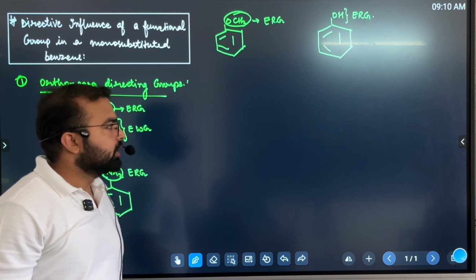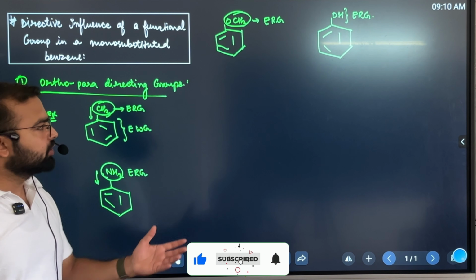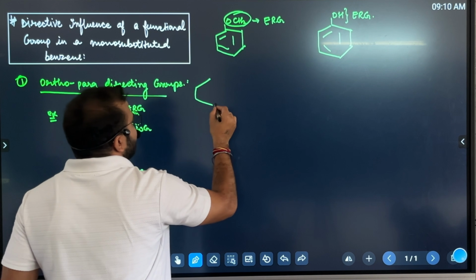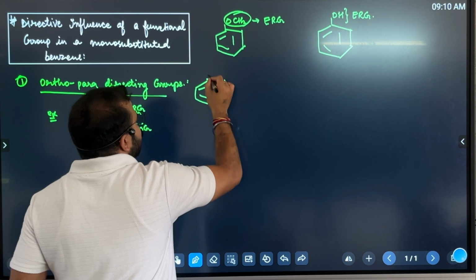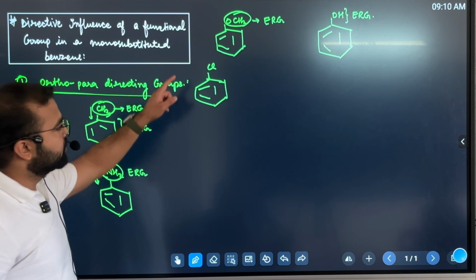Clear? So of these groups, I have taken only 4. There are also other groups. For example, you can take benzene, and on the surface of benzene, let's take chlorine. So this is also your electron releasing group.